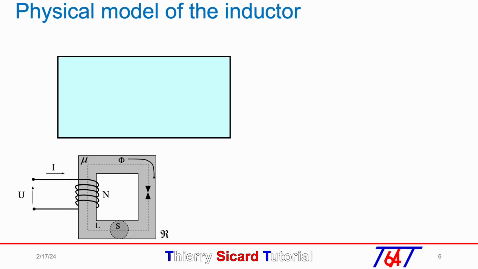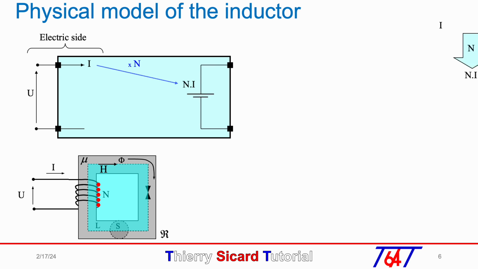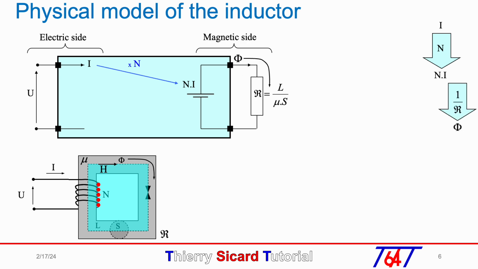For our inductance physical model, on the electric side, we apply a voltage across the coil and we measure the current I. With Ampere's law, we need to count how many times the current crosses the area determined by the vector H circulation. So we multiply by N. This value, N times I, is transformed to a voltage source value and connected to the magnetic circuit reluctance R on the magnetic side of the model.